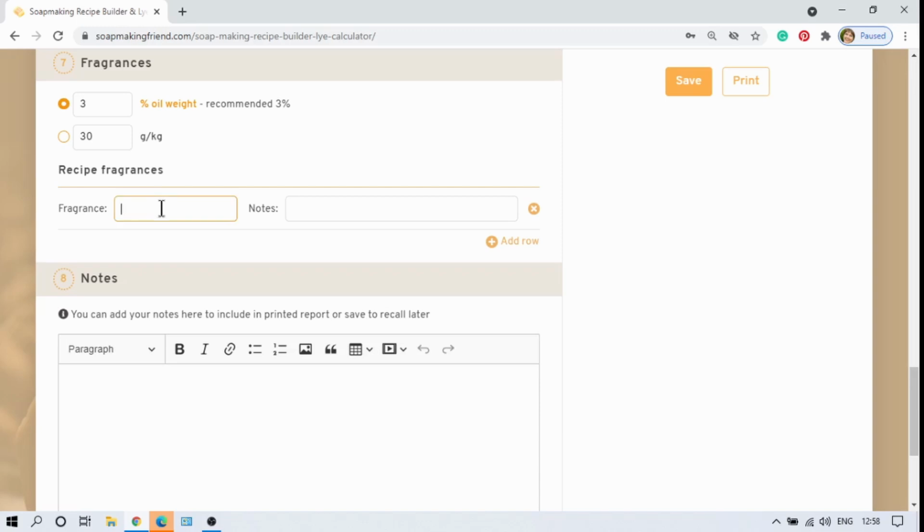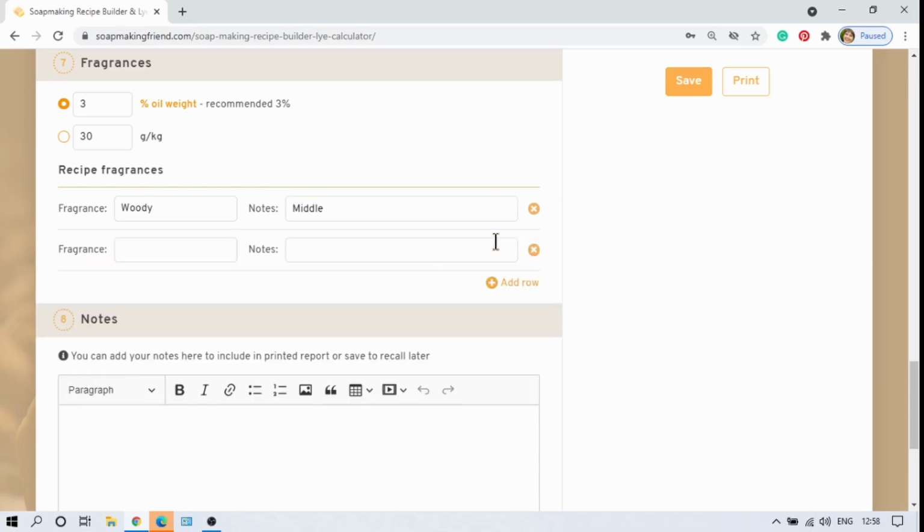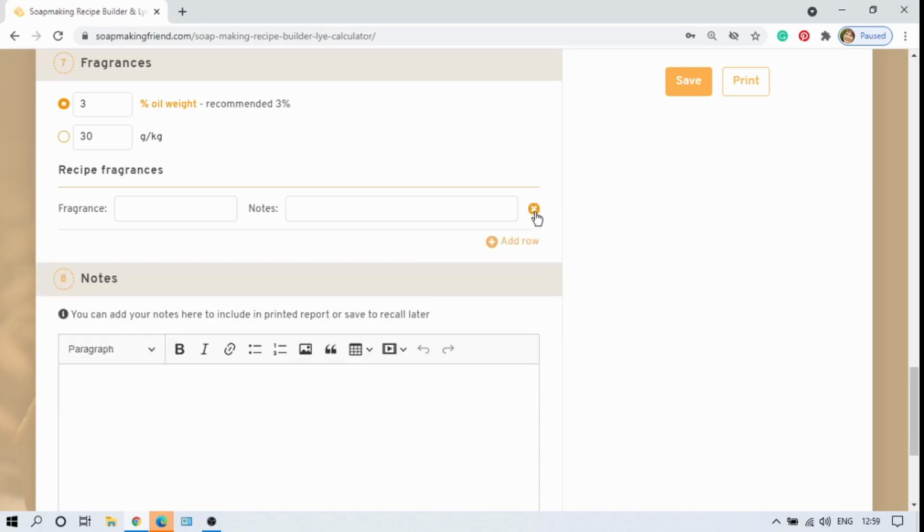Now recipe fragrances, usually the notes here, or if it's a top, a middle, or a base note. I don't know enough about perfumery to tell you what is what, but you can, for example, say the fragrance has a woody fragrance, and it was maybe a middle note. This is not going to influence your recipe at all. You can add all the different fragrances that you add in here. You can add rose, as many as you like. This is for people that are just really into perfumery and really want to remember what they used and how they're going to use it in the next batch. So this will save all that information for you.